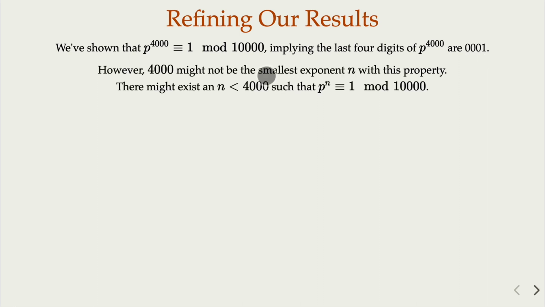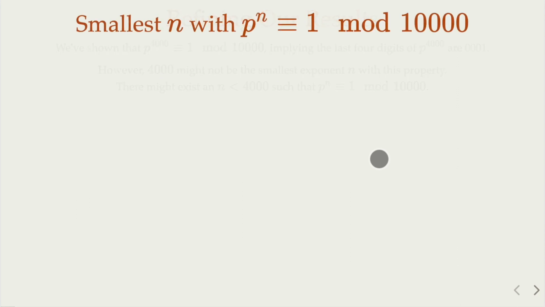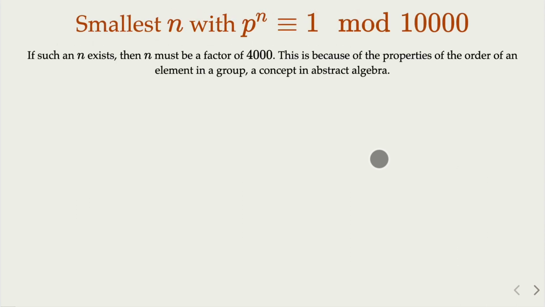Now the question is, is there a smaller n such that the modulus is equal to 1? In other words, a smaller n so that this is true, so the number ends with 0, 0, 0, 1. The answer is yes. There is a fundamental result in abstract algebra regarding the order of an element in a group. We're not going to use that.